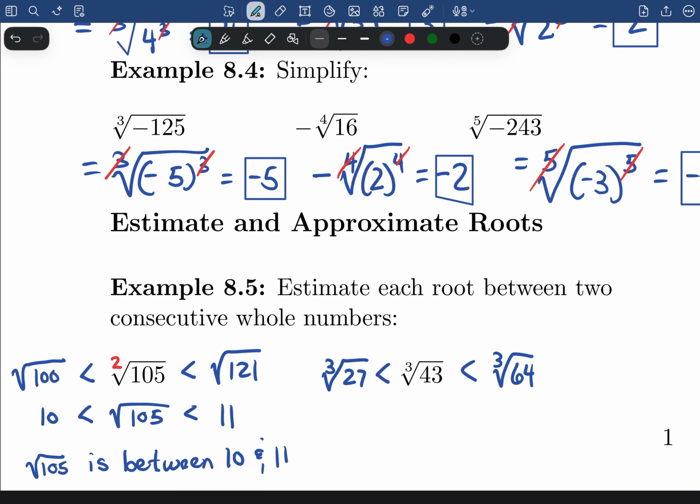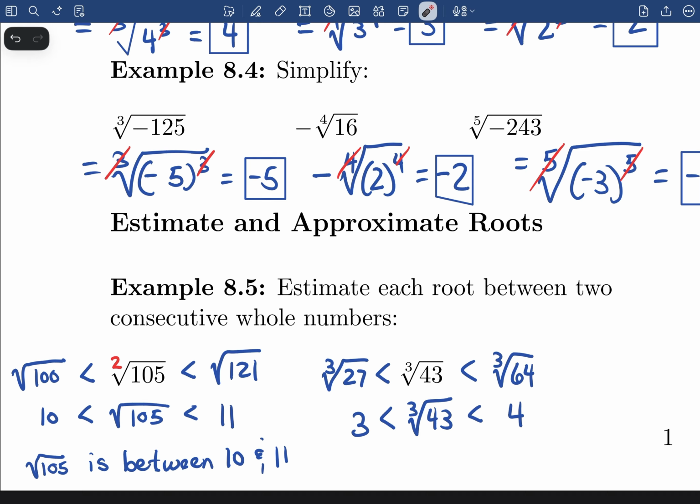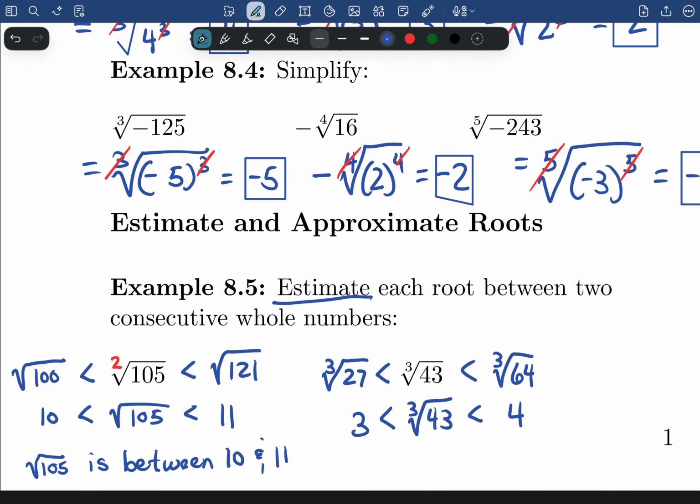Great. So the cube root of 27 is 3, and the cube root of 64 is 4. So I know that this value, the cube root of 43, I can estimate it, right? I'm estimating that it's between 3 and 4. I'll write a sentence. The cube root of 43 is between 3 and 4.